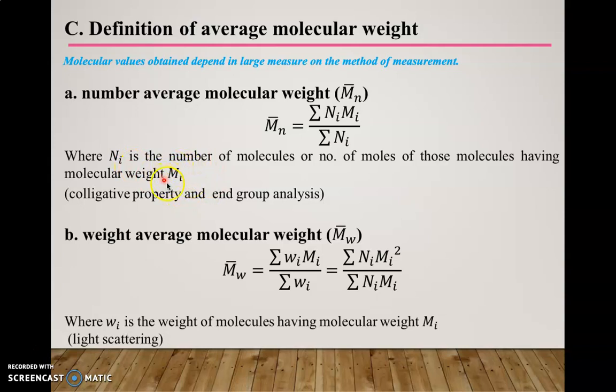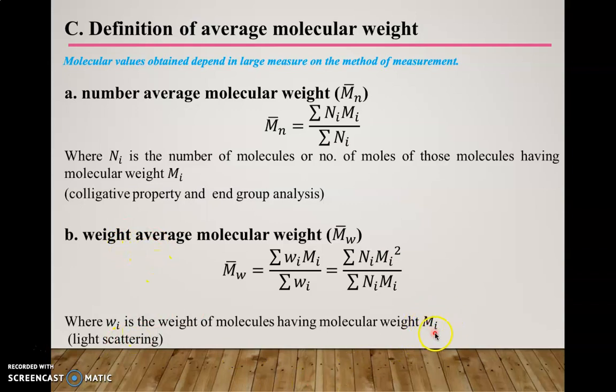As I told you, it's a polydispersed sample. So we have different molecular weights, let's say M1, M2, M3, in the polymer sample. If suppose the molecular weight is M1, how many moles N1 of that molecular weight are present, that is what is represented by the number of molecules or number of moles in this particular expression.